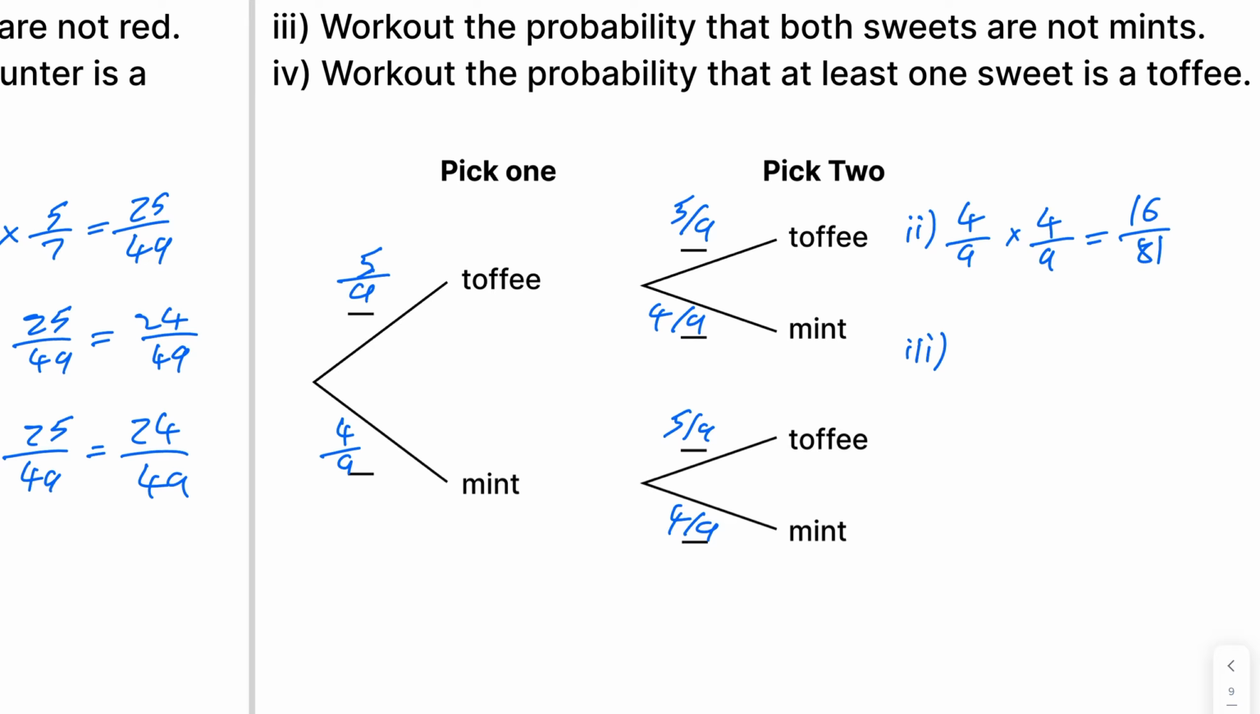Work out the probability that both sweets are not mint. So that's just going to be 1 minus the probability of them being mint.